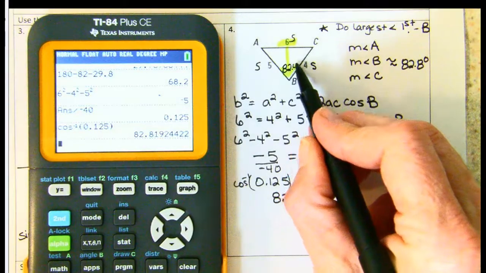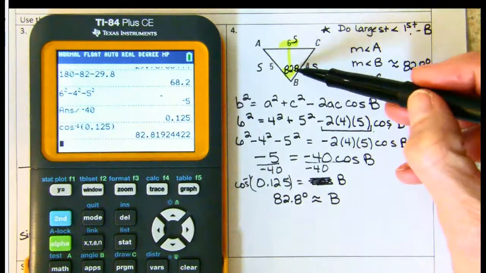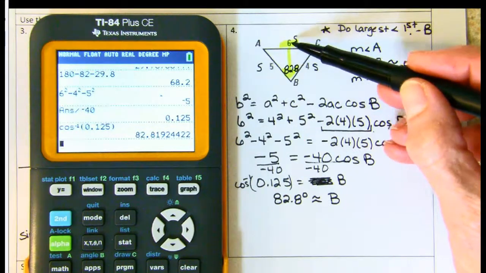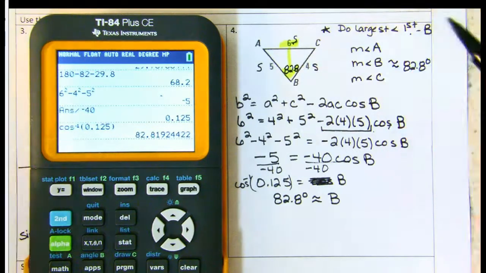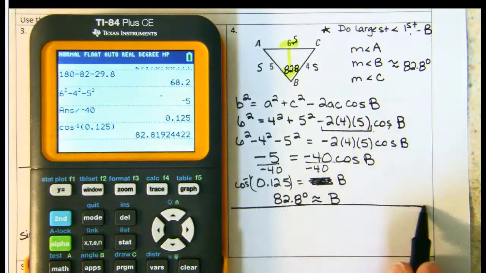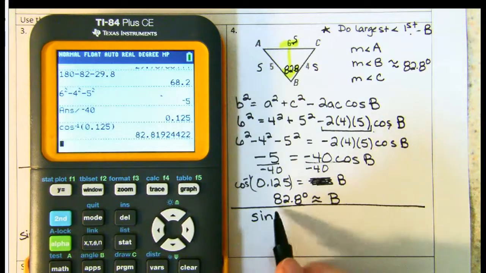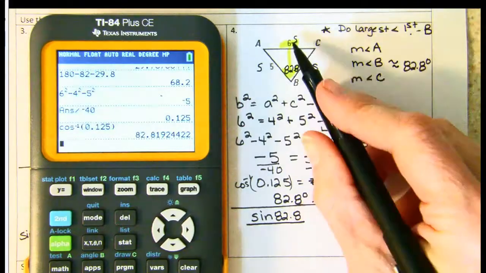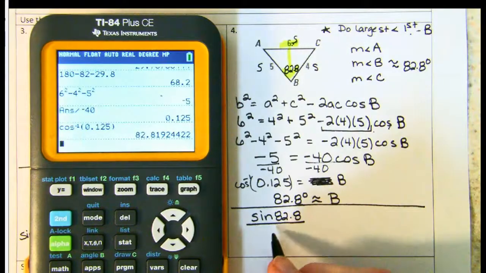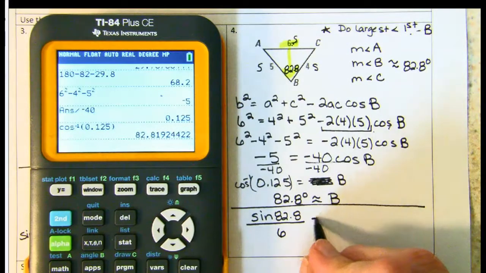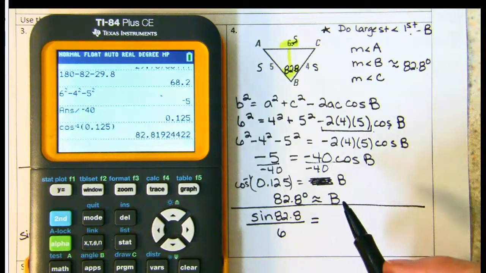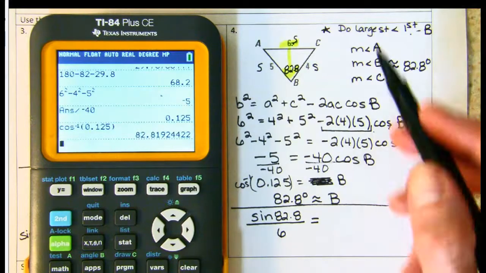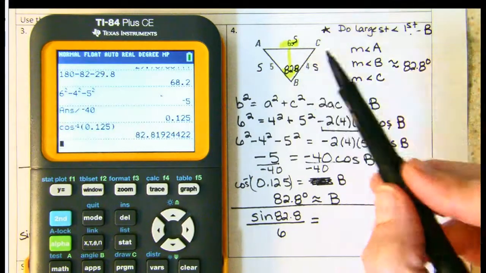Now we have one angle, so the next thing we are going to do is see if we can get away from law of cosines, and we can because we now have a matching partner. So we are going to use law of sines now. Sine 82.8 over its opposite side, 6, is going to be equal to, now we have a choice, it does not matter which one we do. I'm just going to pick A.